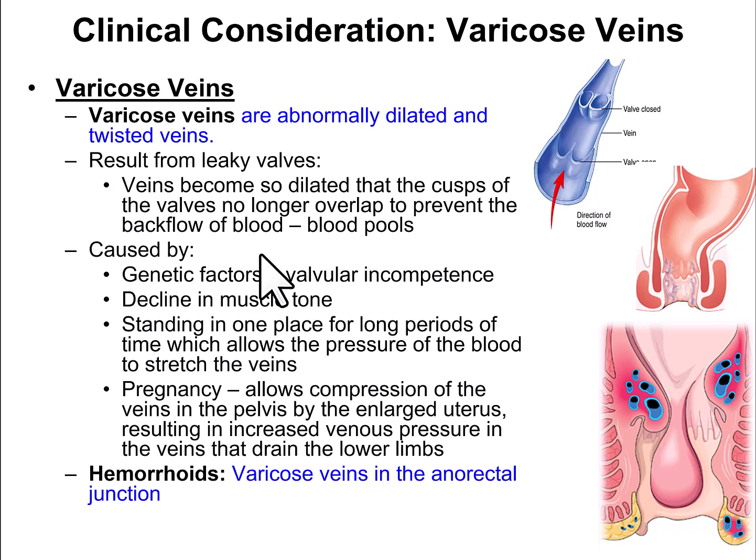Varicose veins are abnormally dilated and twisted veins. They result from leaky valves. These veins become so dilated that these cusps of the valves no longer overlap to prevent the backflow of blood, and then that blood is going to pool.